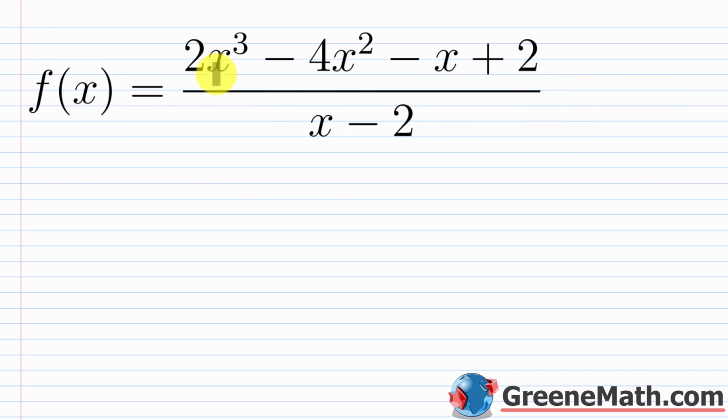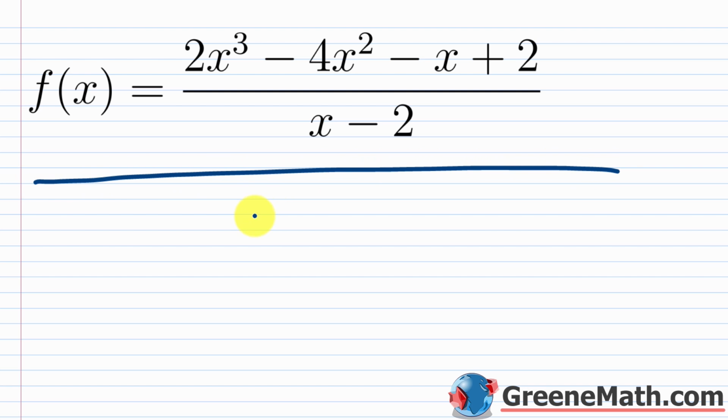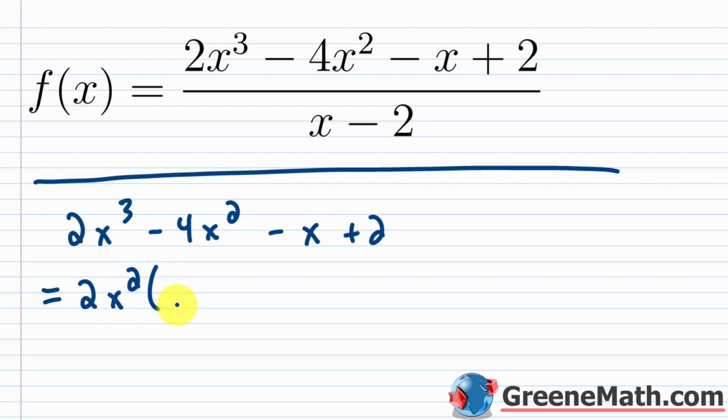So we have f of x equals 2x cubed minus 4x squared minus x plus 2 over x minus 2. Let me just factor the numerator. I'm going to put a little border here. We'll come back up in a moment. So if you have 2x cubed minus 4x squared minus x plus 2, from the first two terms you could pull out a 2x squared. Inside, you're going to have x minus 2. From the second two terms, you could pull out, let's just do negative 1. So inside, you would have x minus 2. You'll notice that you have a common binomial factor of x minus 2.